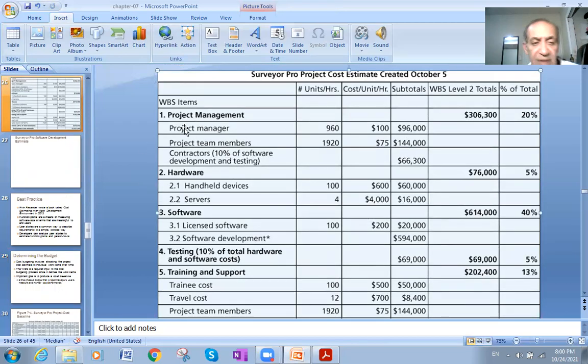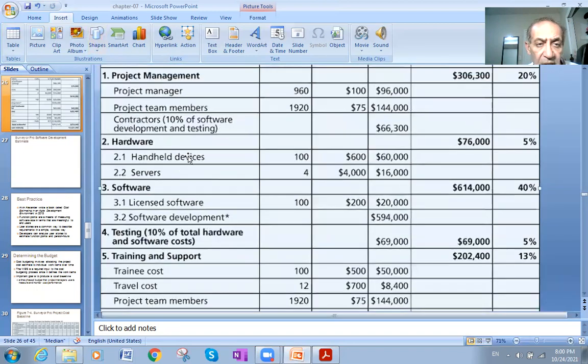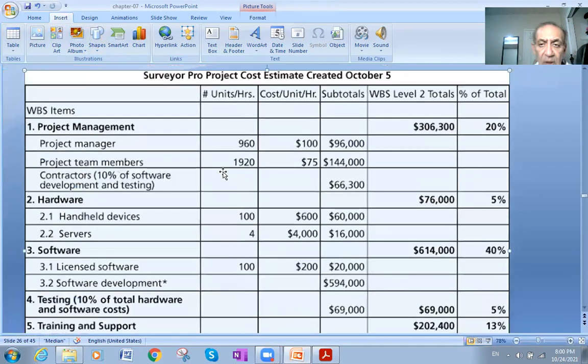Like you see here now, if you can see here, my dears. So we have here the project management. If we say the level 2 of work breakdowns, it totals 306,000, which is of total 20%. That is the project management.